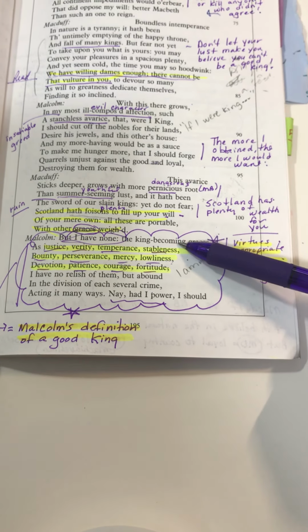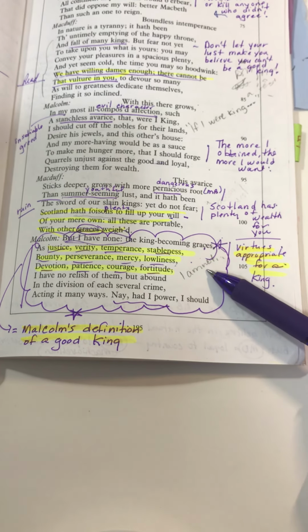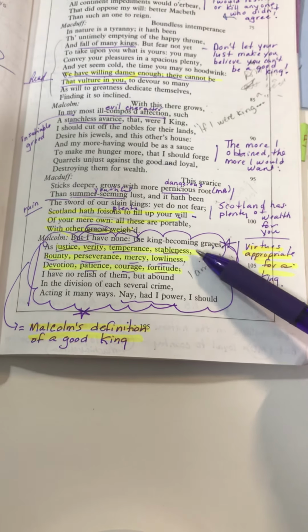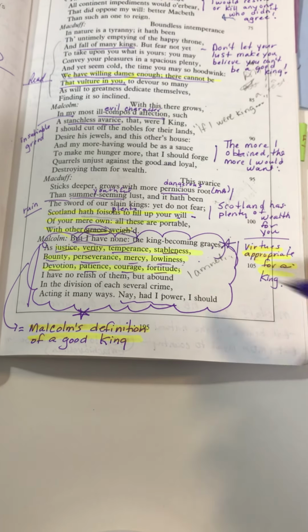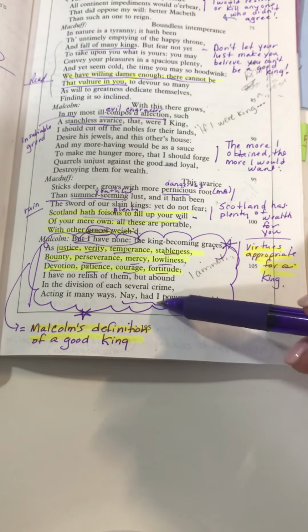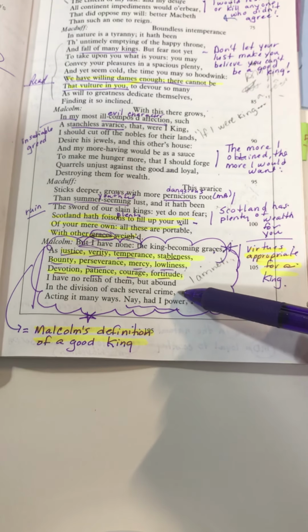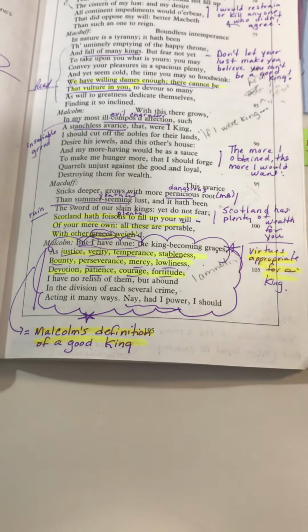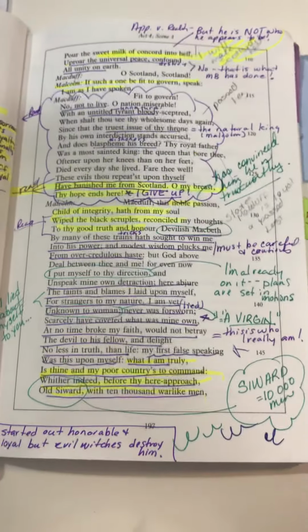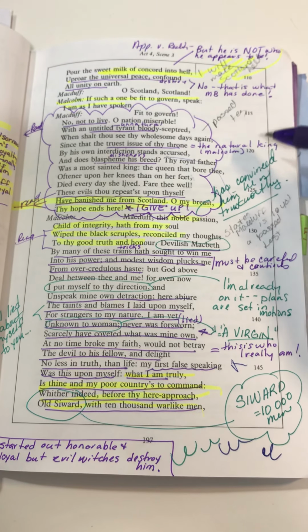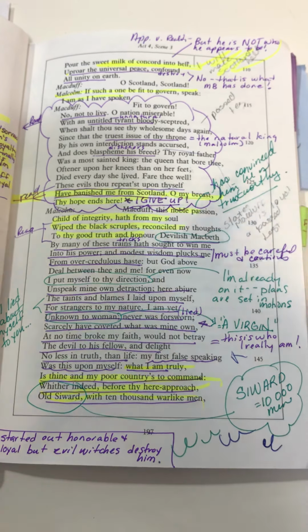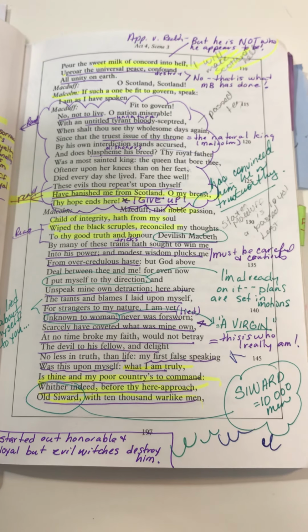But I have none. The king-becoming graces, such as justice, verity, temperance, stableness, bounty, perseverance, mercy, lowliness, devotion, patience, courage, fortitude, I have no relish of them, but abound in the division of each several crime, acting it many ways. Nay, had I power, I should pour the sweet milk of concord into hell, uproar the universal peace, confound all unity on earth. O Scotland, Scotland! If such a one be fit to govern, speak. I am as I have spoken.